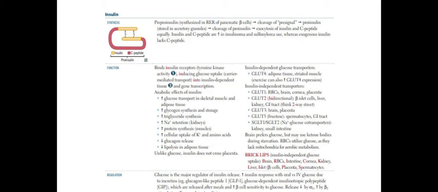Something to note is that if a patient has excess insulin but no C-peptide, that is a signal that it is exogenous insulin use, because exogenous insulin does not contain C-peptide. Insulin will then upregulate GLUT4 receptors, which are found in adipose and skeletal muscle, in order to bring glucose into those cells.